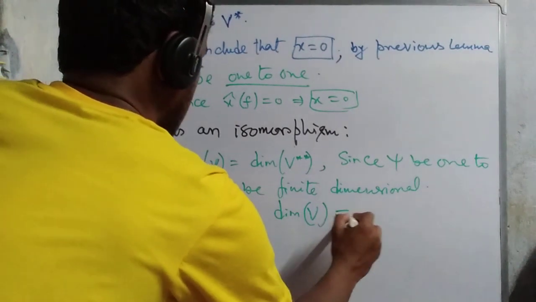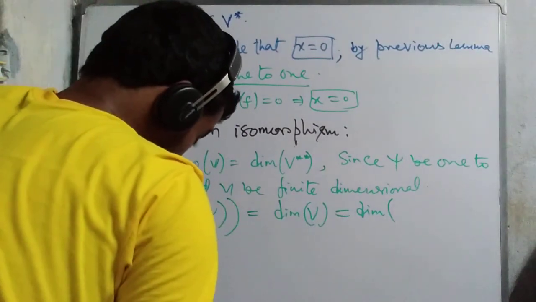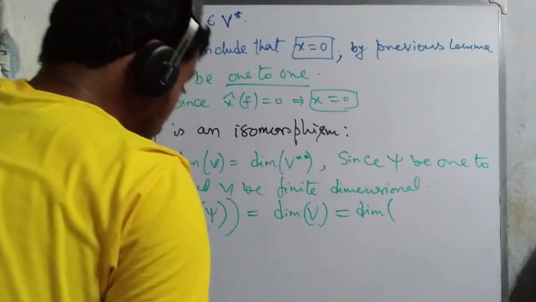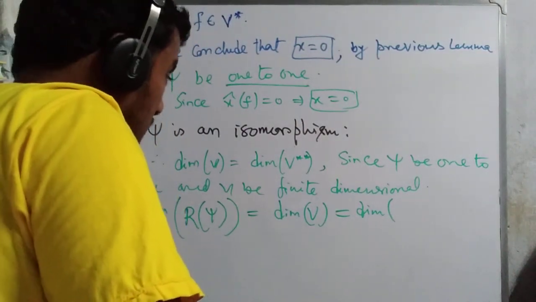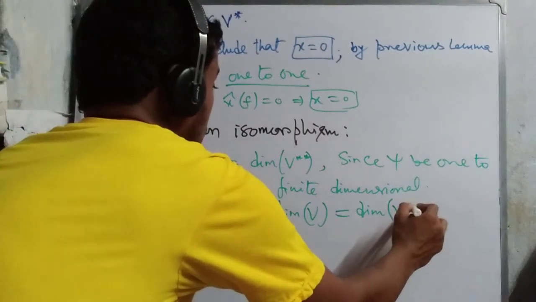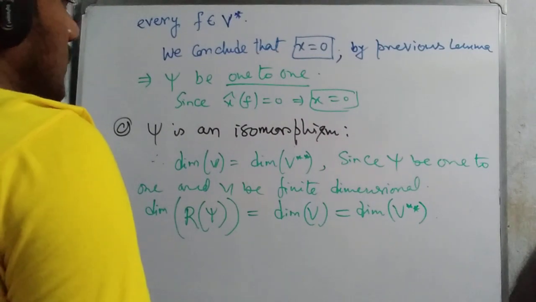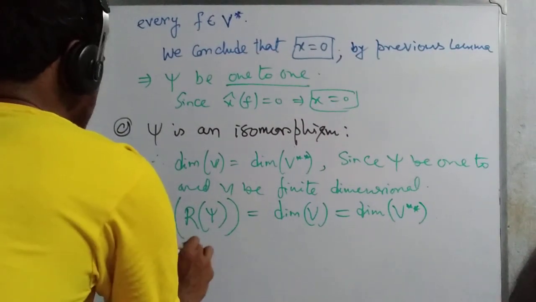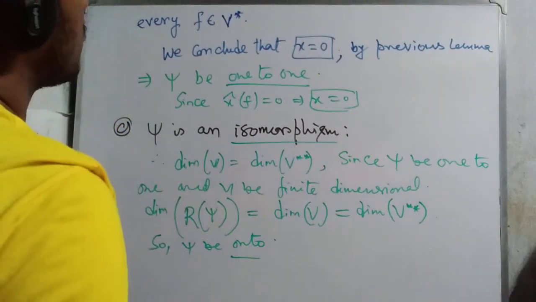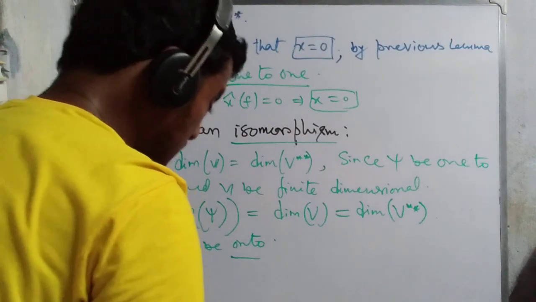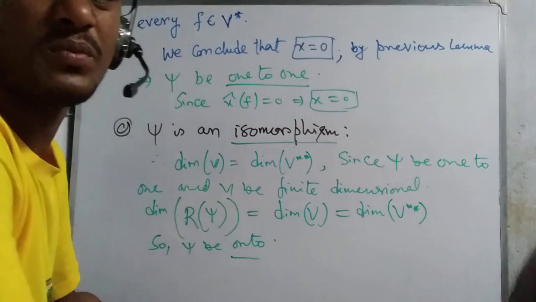And obviously the dimension of the range of psi equals dimension of V, and this equals the dimension of V double star. So psi is onto V double star. So psi is an isomorphism. Psi is a linear transformation, one-to-one and onto, so psi is an isomorphism.